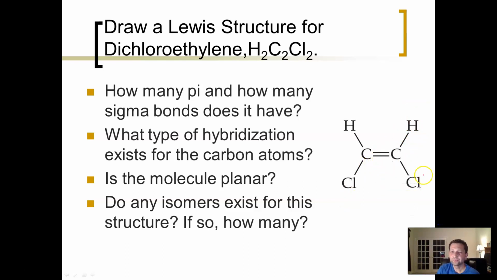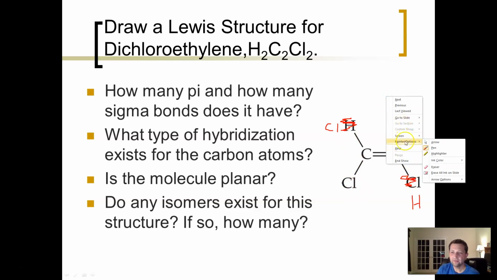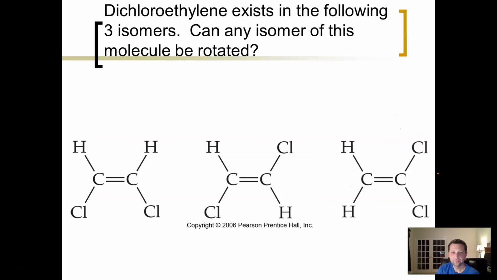Another thing you can do is bump this chlorine over here, move it here where this hydrogen is. So let's do that. So we could bump that chlorine over here, bump this hydrogen over here. Okay, so you can also have the two chlorines on the same carbon and the two hydrogens on the same carbon. That's another isomer. So I have them on the next slide right here.